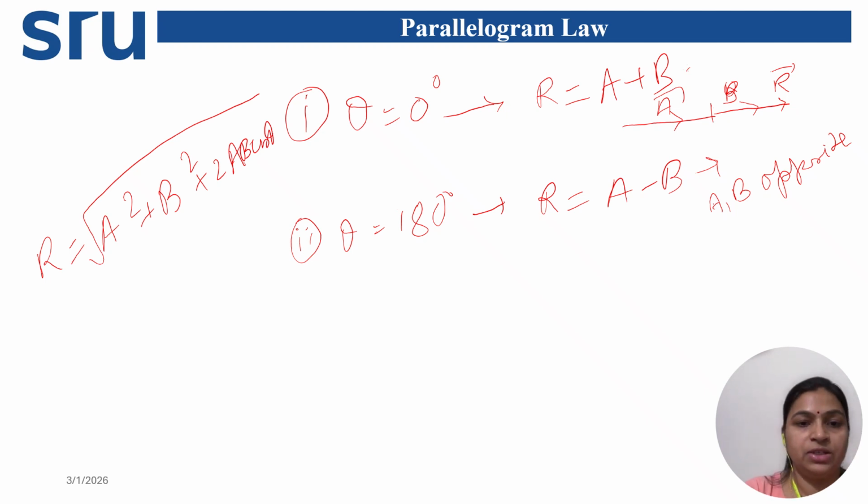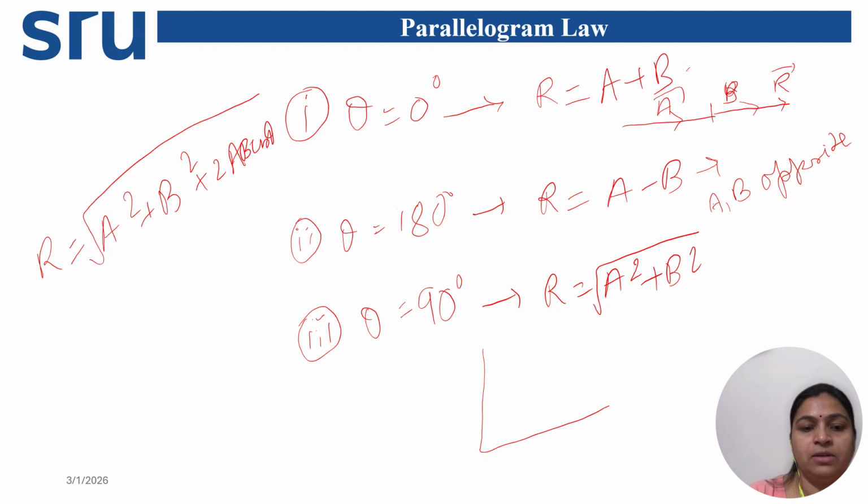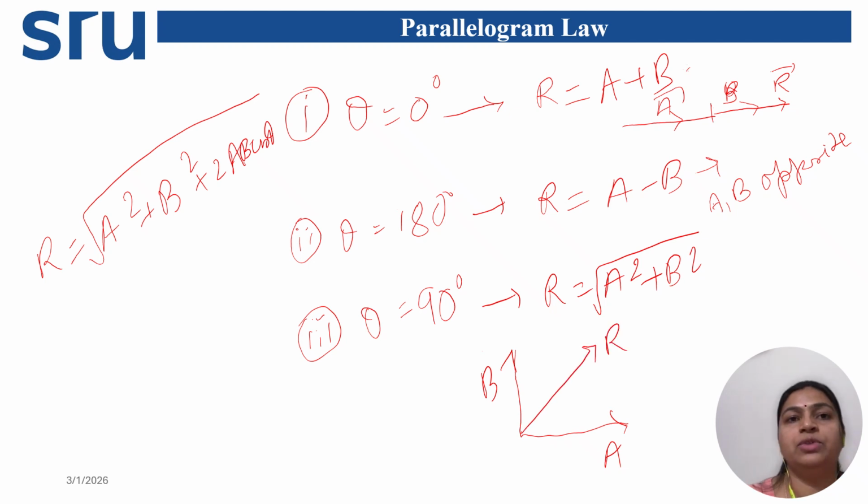So the third situation, if theta is equal to 90 degrees, then we find r is equal to the square root of a square plus b square. This means that both a and b vectors, let's say this is our a, and if this is a vector and this is another one, this is A and this is our B, then the resultant will be in this direction. So both the vectors are perpendicular to each other.